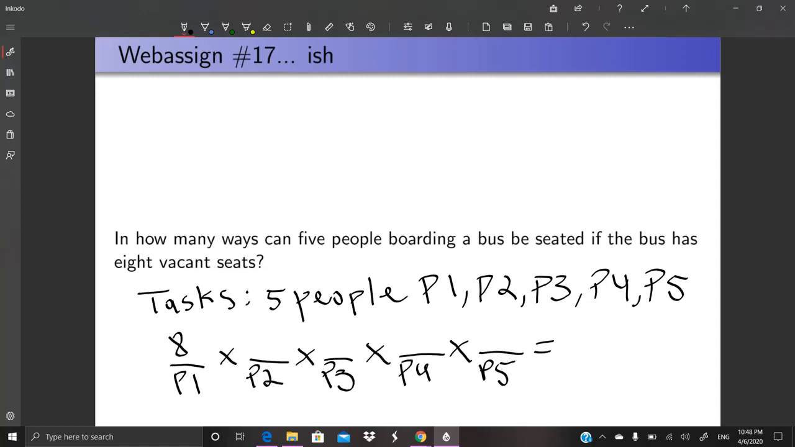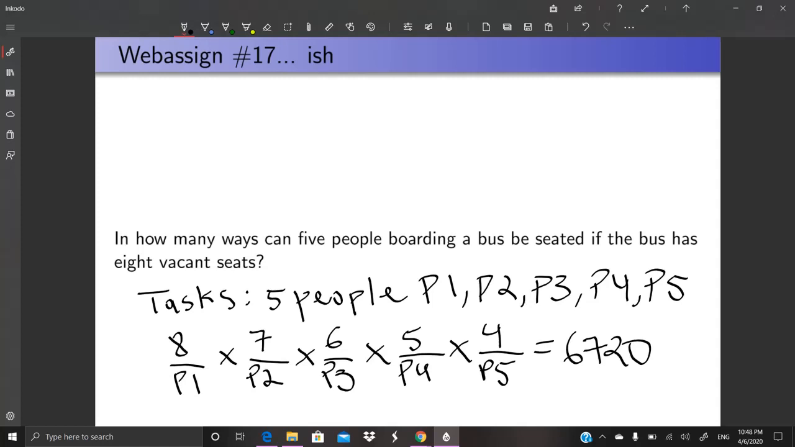All right, and then once that person sits down, the next person gets 7 options. And then 2 seats are taken, so there are only 6 left. 3 seats are taken, so 5. And then finally, the first 4 people have already sat down. We had 8 seats to start with, so there are only 4 seats left. And when you multiply these numbers, you get 6720. Okay, so that's one way of thinking about this problem if you're using the multiplication principle.